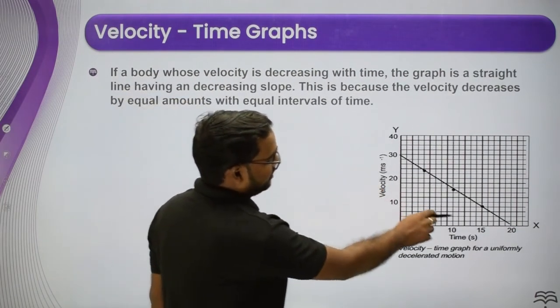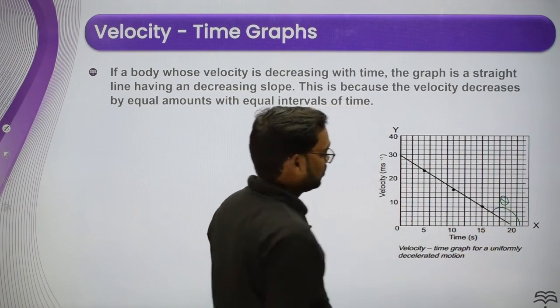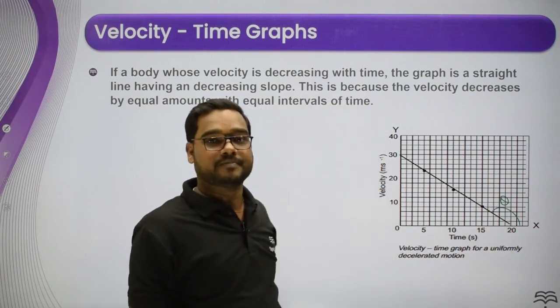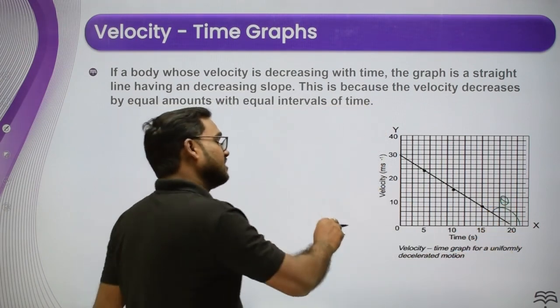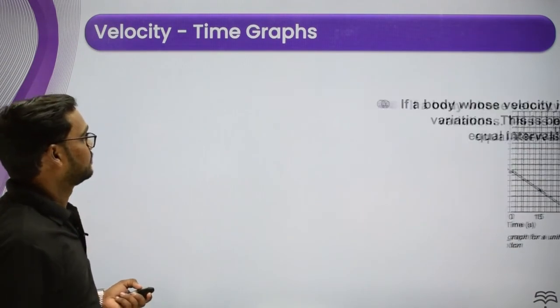Now you can see over here the slope. Now you can see here, this is greater than 90 degrees. So here the slope is negative. Okay, because as time goes on, the velocity of the particle is continuously decreasing.